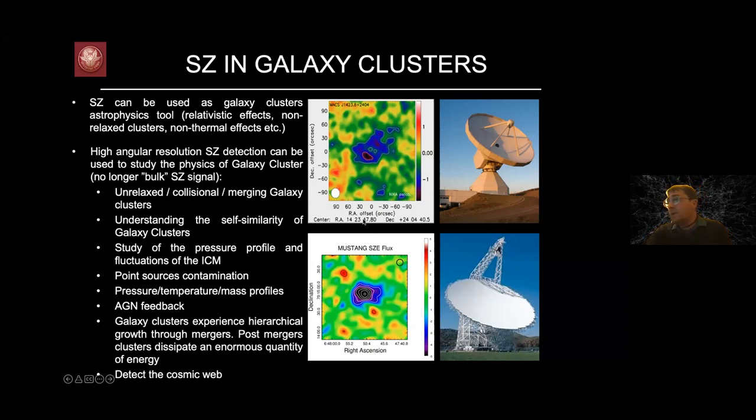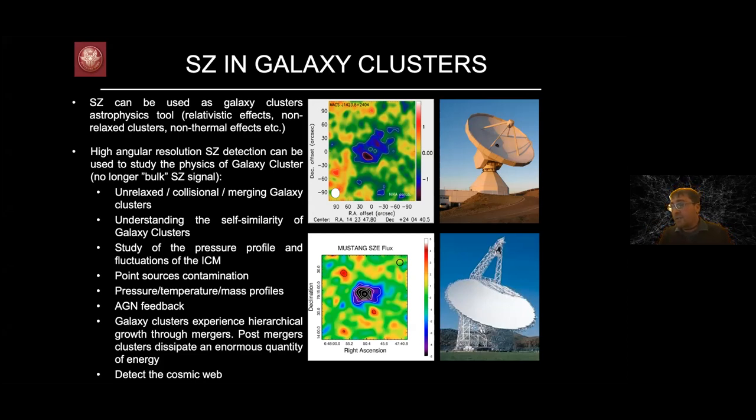This is allowing us to study, as I mentioned, going inside the clusters and study the physics of the clusters. For instance, understanding a relation in collisional merging clusters, studying the pressure profiles of galaxy clusters. Also, point sources are being studied with MUSTANG-2, and also the feedback of AGN in galaxy clusters is something that is being studied.